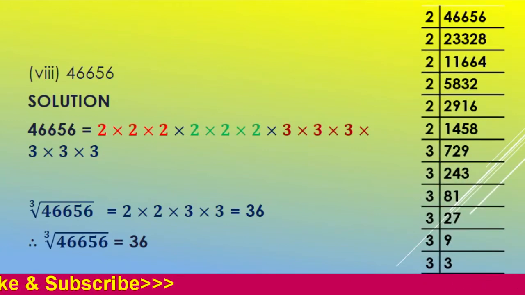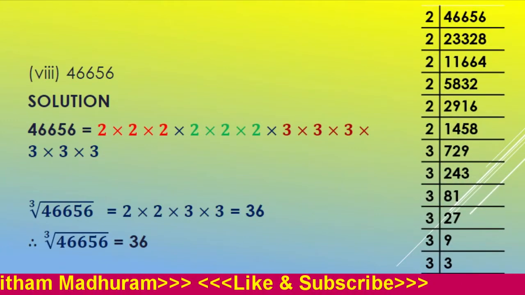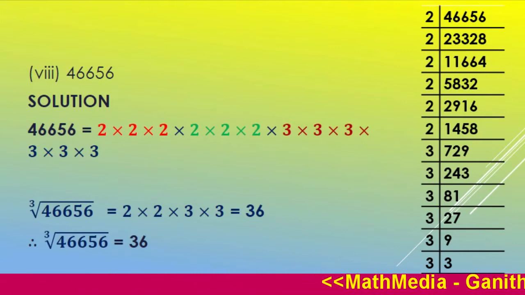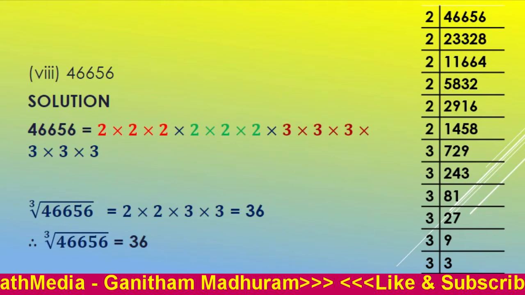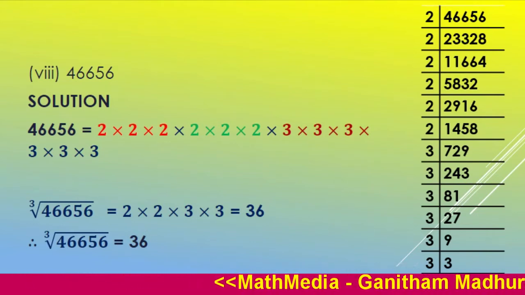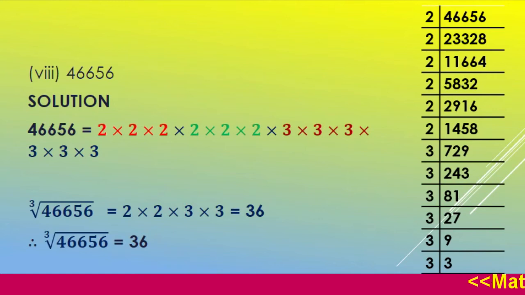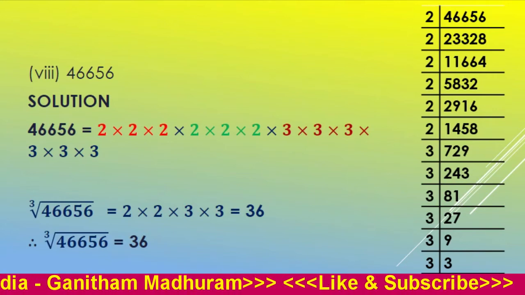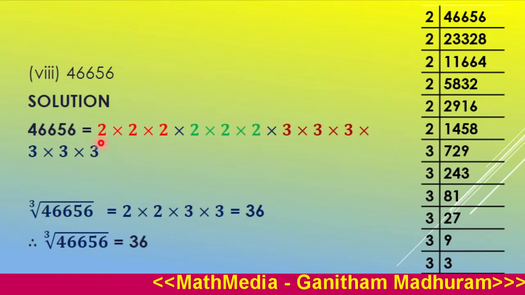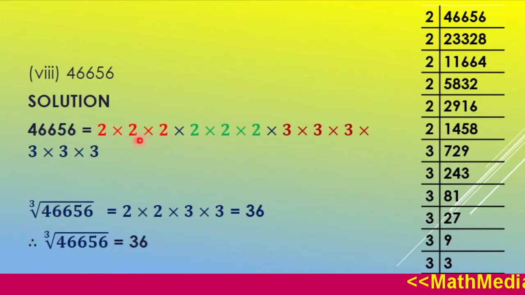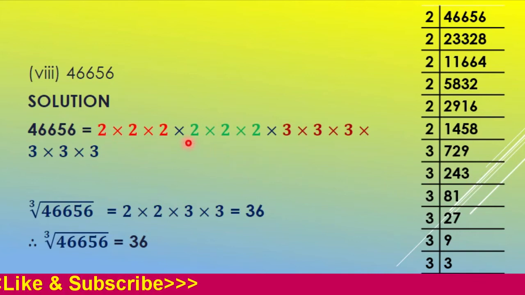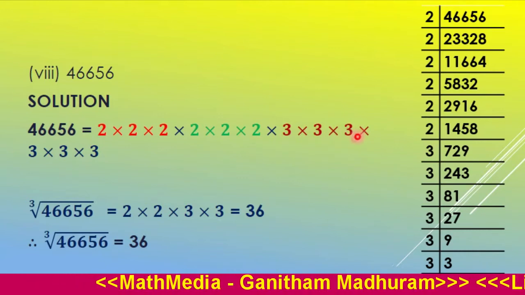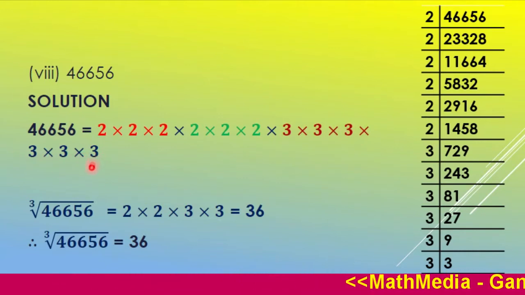Next question, 46,656. First we have to do the prime factorization. So the prime factors of 46,656 are 6 2's multiplied by 6 3's. Our next step is to make a group of 3. Here I am getting one group of 3. Again I am getting one more group of 3. This is the third group of 3 and this is fourth group of 3.